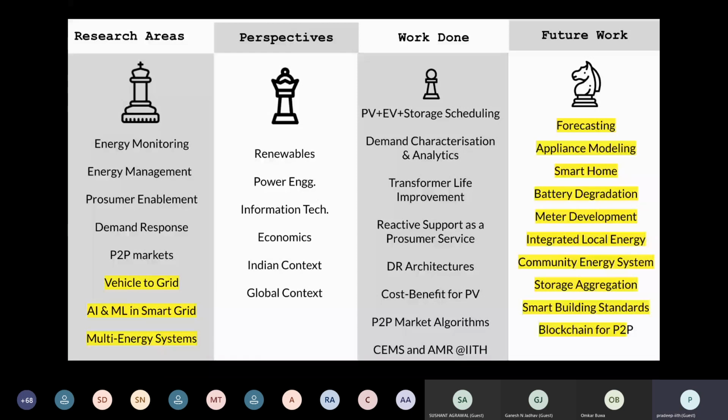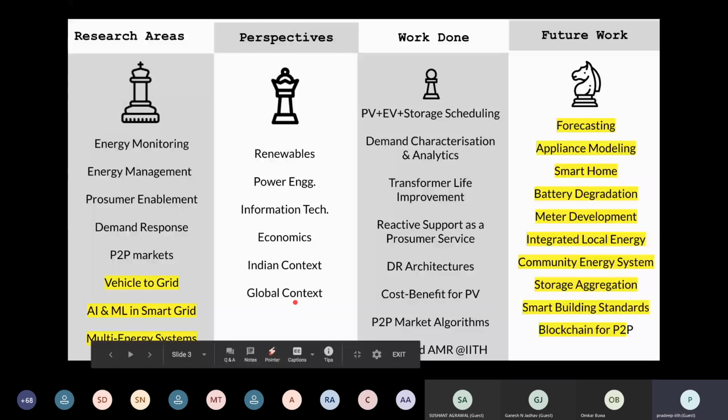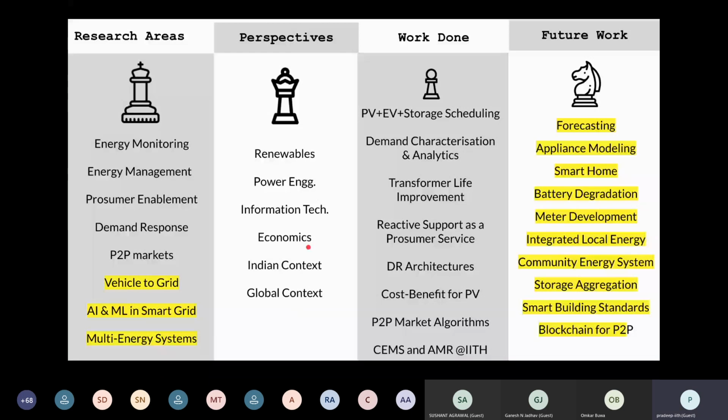Then what is the perspective? You can look at it from the renewables perspective, power engineering perspective, information technology perspective, economics perspective, Indian context and global context. So you can approach the problem from different research perspectives. Some people may be more interested in economics, some in power engineering or power electronics, or some people may be coming from IT. So these are the perspectives.